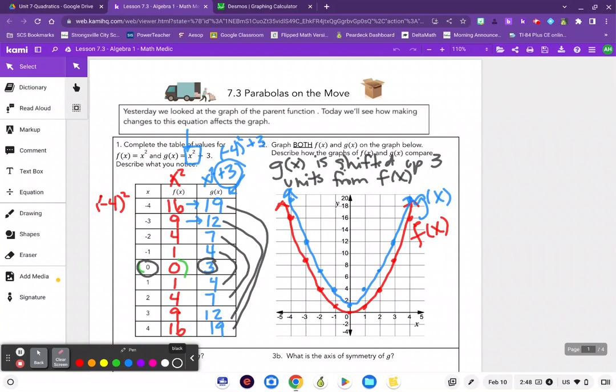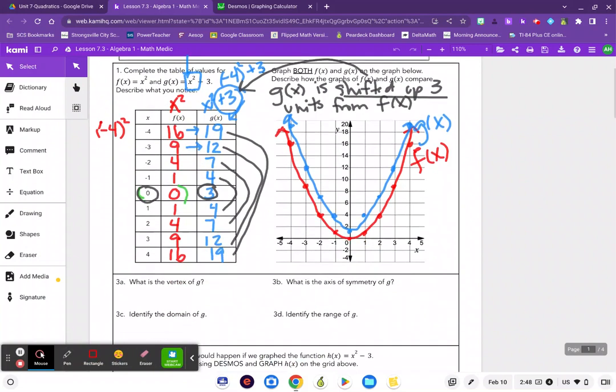And again, that seems reasonable. Shifted up 3, I have this plus 3. All right, let's go ahead and answer some more questions about this graph that we have. So it says, what is the vertex of G? So the vertex of G is that turning point, that lowest point. We said in the table it's that 0, 3.